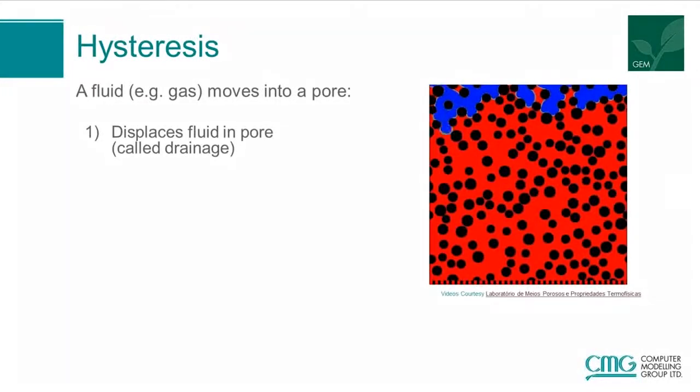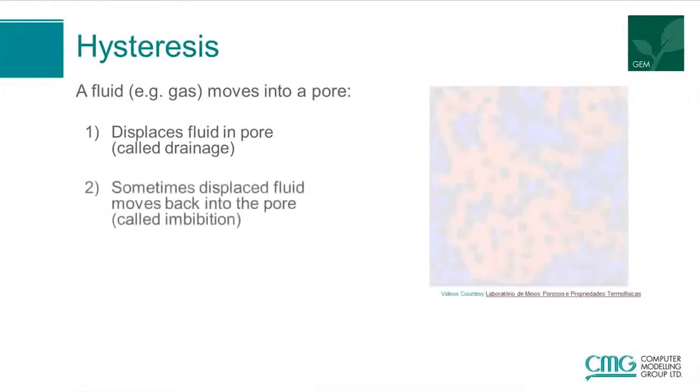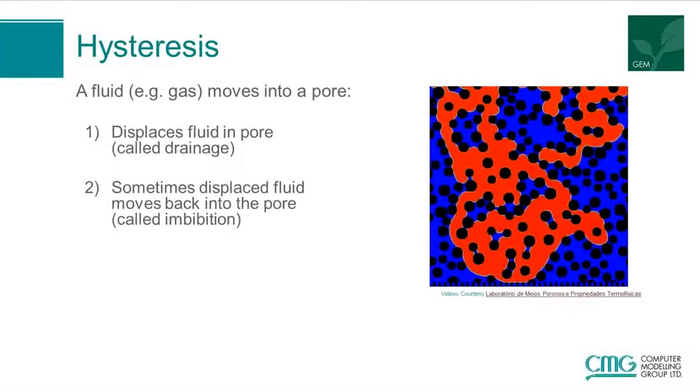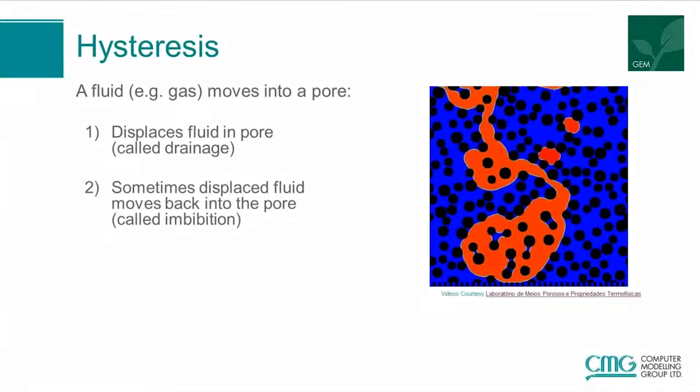There is another mechanism for gas injection processes that is called hysteresis. On the right-hand side, you will see a non-wetting phase displacing the wetting phase in the pores. This process is called drainage. Sometimes the displaced fluid moves back into the pores and displaces the non-wetting phase. This process is called imbibition. During imbibition, some gas may remain in the pores. That is called gas trapping.